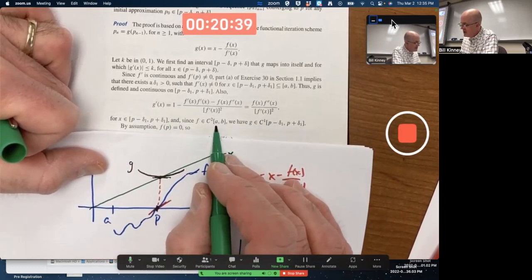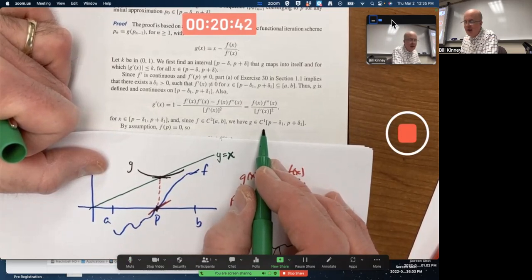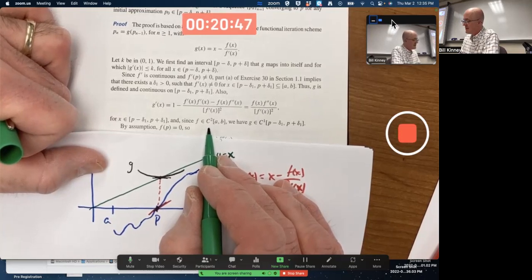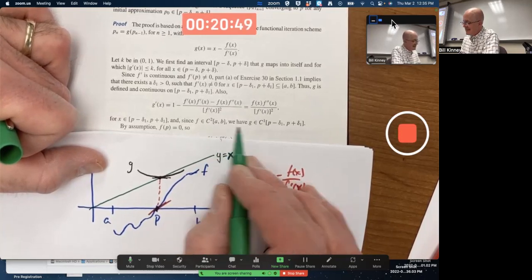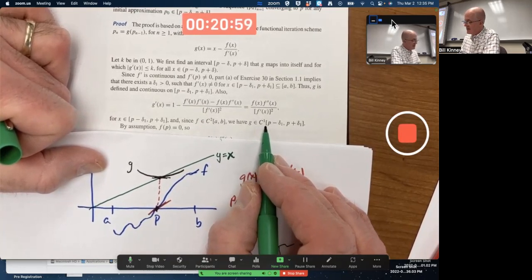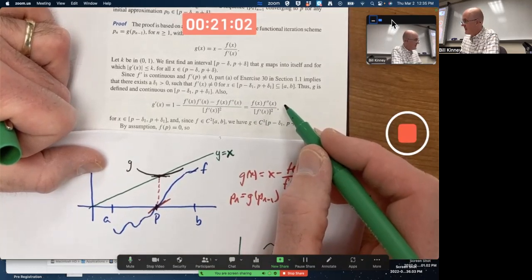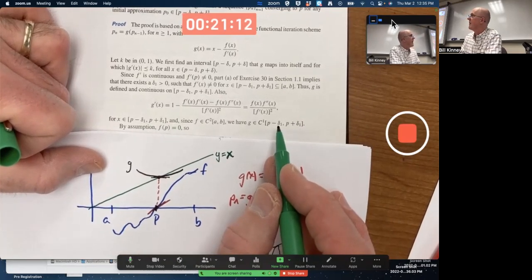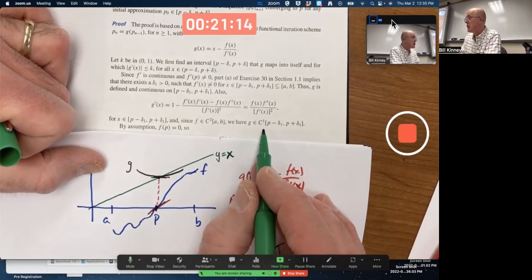And since f is in C2, G will be in C1. f is twice continuously differentiable: first and second derivatives exist and are continuous. G is once continuously differentiable: its derivative exists and is continuous. Notice its derivative involves the second derivative of f, which we know is continuous. But we don't know f triple prime is continuous. So finding G double prime probably would involve f triple prime. We don't know that's continuous, so we can't say G is C2.